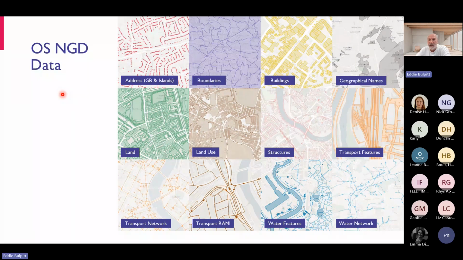Right, so pictures are always better than words. So here's a graphic representation of the OS NGD themes. And the eagle-eyed amongst you might notice that there are 12 here when I said there were 9 originally. But this is because I've split the transport theme into transport features, the transport network, and RAMI, or routing and asset management information. And I've also split the water from its component features into the water network.